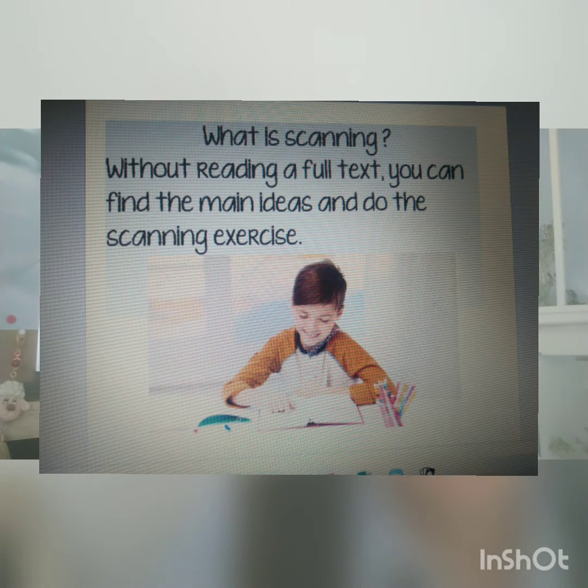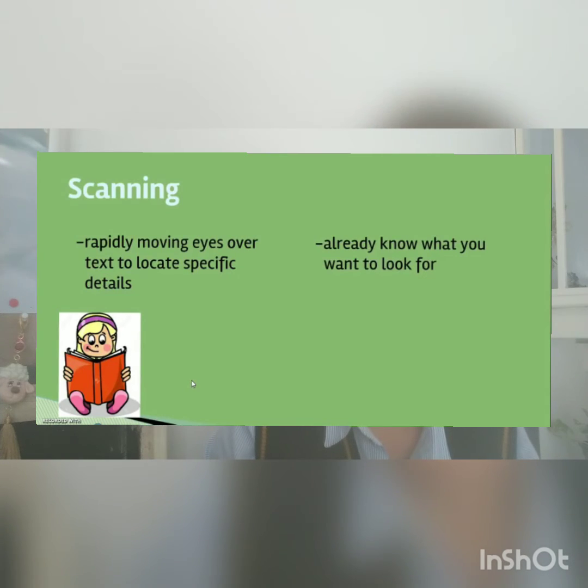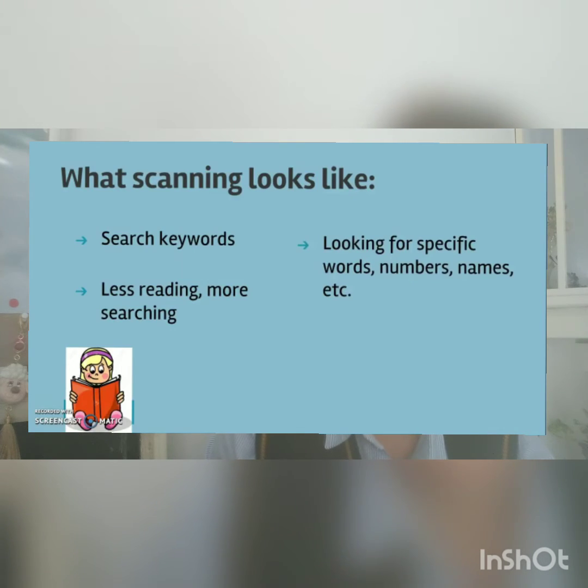What is scanning? Without reading a full text, you can find the main ideas and do the scanning exercise. To scan, you can do this: rapidly move your eyes over the text to locate specific details. Already know what you want to look for. Search keywords, looking for specific words, numbers, names, etc. Headings or titles. This technique is for reading comprehension.